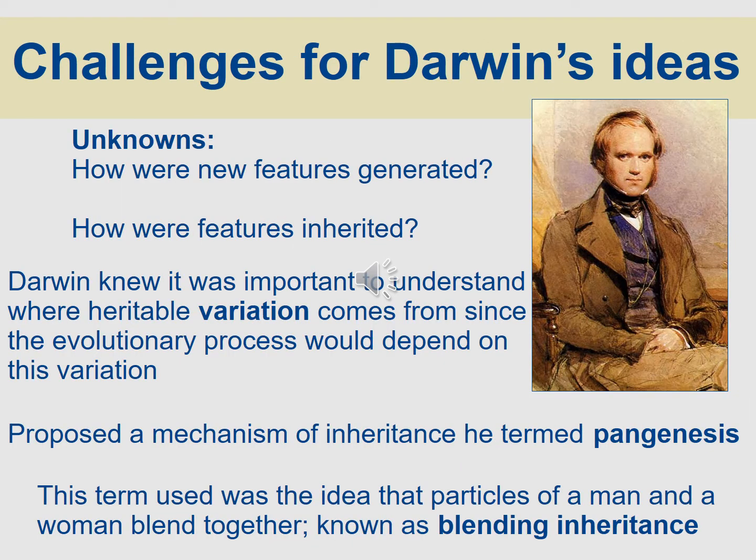As I've alluded to in audio video lectures as well as in class, we think about some of the challenges of Darwin's ideas, and the one straightforward challenge is how were these new features generated? How were features inherited? When we think about natural selection and evolution, the traits have to be heritable, and then you have to understand how variation evolves in populations, how it persists and how it's lost. And he proposed the same kind of mechanism of inheritance, tipping his hat to Hippocrates, that he called pangenesis, from pangenes. This term was the idea that particles of a man and woman blend together. Maybe they are miniature parts, but this was known as the blending inheritance hypothesis.